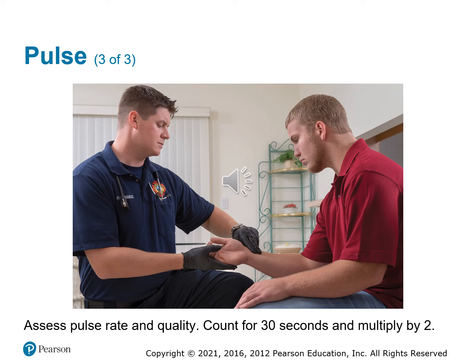You're going to be counting for 30 seconds, multiply that number by 2. If something's super abnormal, you may want to do it for a full minute, and if something's completely run-of-the-mill, you can also just go for 15 seconds and multiply it by 4. Best practice is to go at least 30, multiply it by 2. It's going to give you a little bit more accurate number.